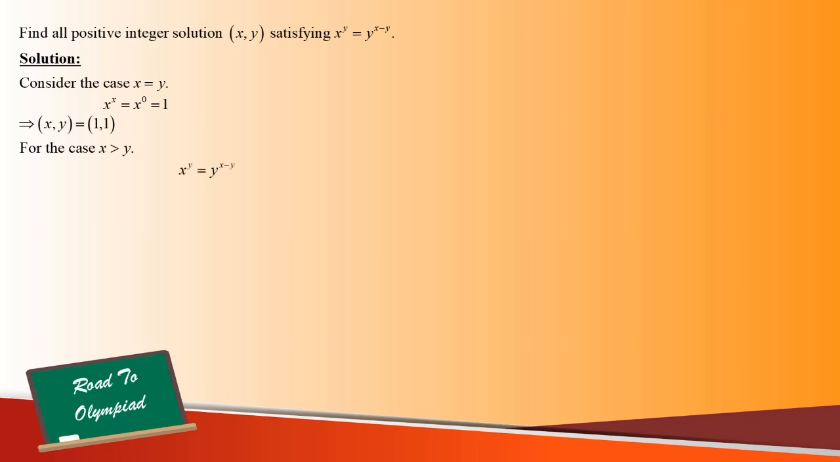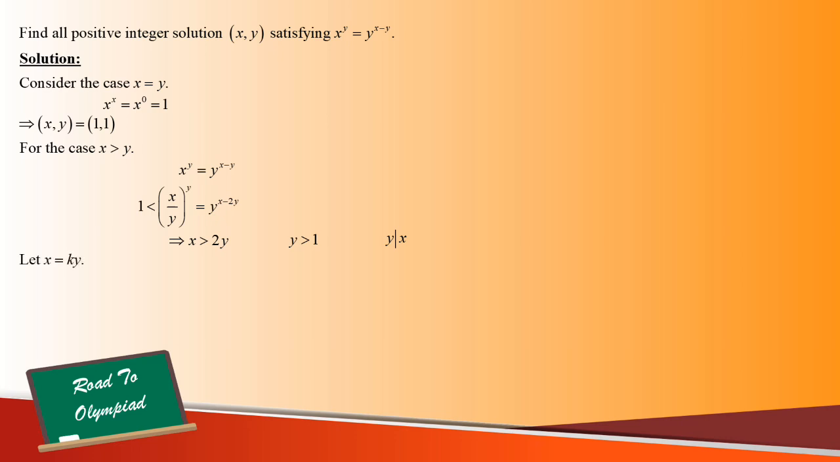Back to the case of x greater than y, we can divide both sides of the equation by y to the power of y, which will give us (x over y) to the power of y is equal to y to the power of x minus 2y. Notice that x over y is greater than 1 because x is greater than y by the assumption, so the left hand side is greater than 1. And since y is positive, this implies that x minus 2y must be positive as well. This implies that x must be greater than 2y. We also need y to be greater than 1 in order for the result to be greater than 1, as well as y must divide x in order for the left hand side to be an integer.